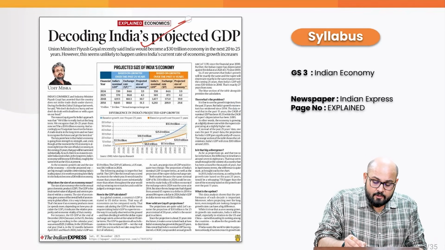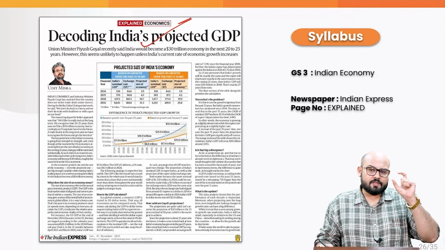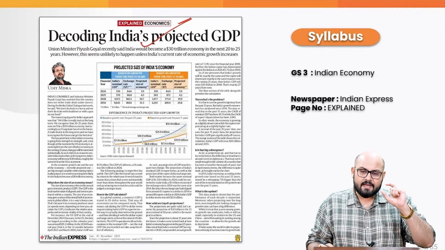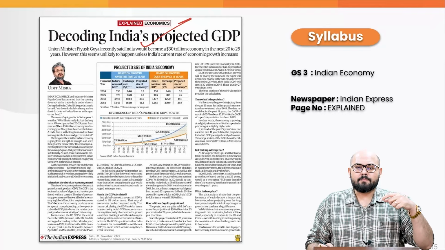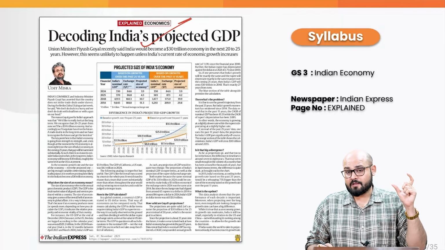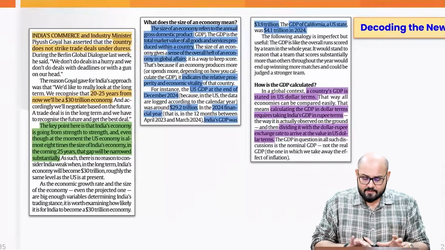This is with respect to decoding India's projected GDP. So the Union Commerce and Industry Minister has made a statement that in the next 20-25 years, the Indian economy would basically become a $30 trillion economy. So in that regard, we have this particular article.